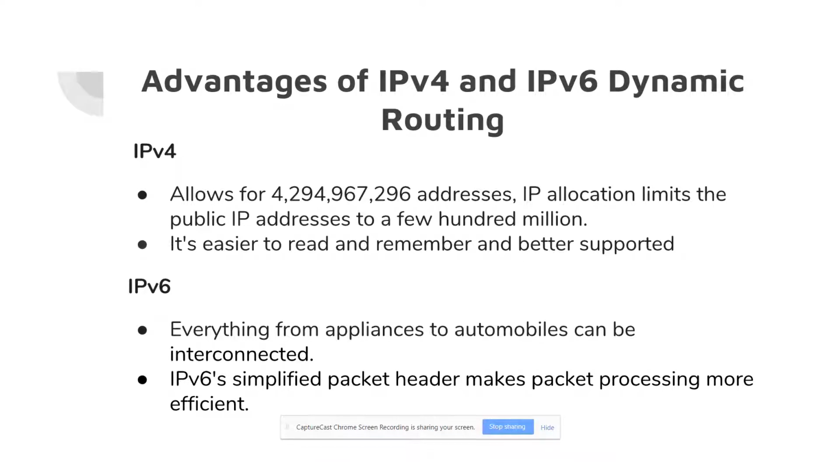Advantages of IPv4 and IPv6. For IPv4, it allows for about 4 billion addresses, and IP allocation limits those public IP addresses to a few hundred million, and it's easier to read, remember, and better supported. For IPv6, everything from appliances to automobiles can be interconnected. IPv6's simplified packet header makes packet processing more efficient.